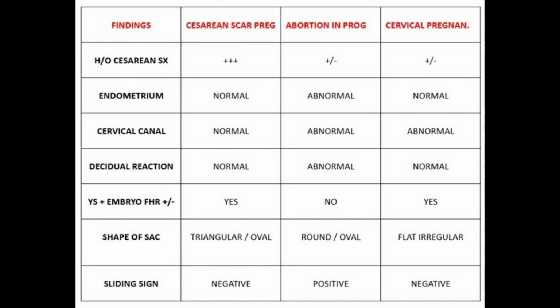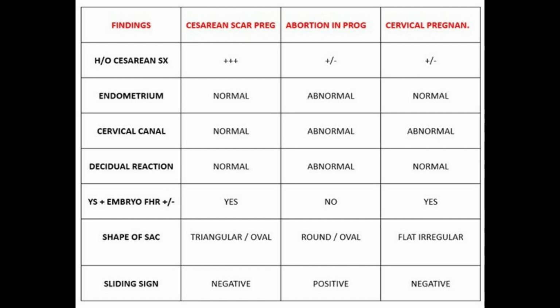Second differential diagnosis, cervical ectopic pregnancy, which is less common. It will have a distended cervical canal showing a well-defined gestational sac with live or demised embryo, and here the sliding sign will be negative. Now for the differential diagnosis, you can go through the table of findings in Caesarean scar pregnancy, abortion in progress, and cervical pregnancy. Everything has been properly given. A history of Caesarean surgery might be there in all of them, but definitely it will be 100% in Caesarean scar pregnancy.